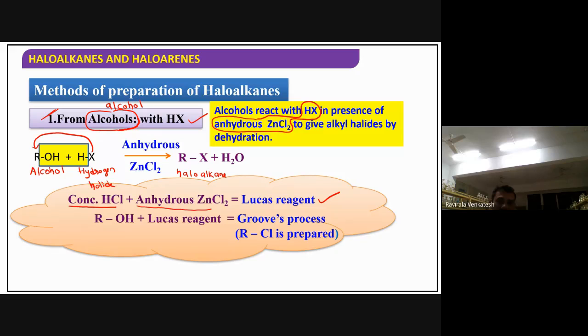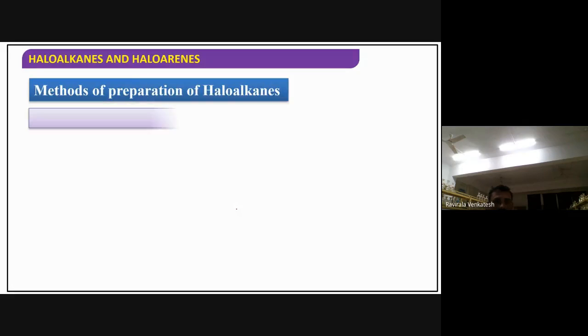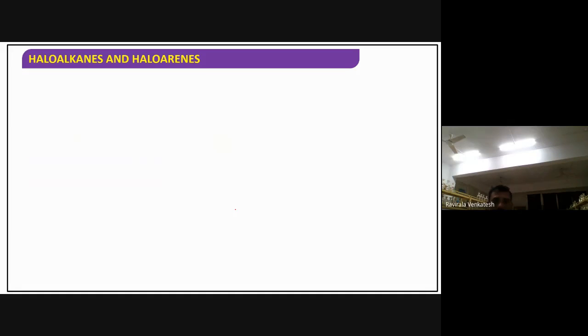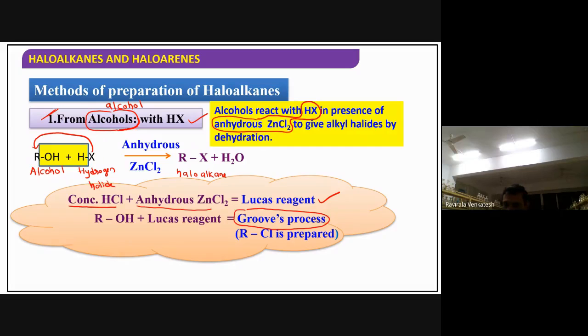Now the process is called the Groove process. This reaction is called the Groove process if you prepare alkyl chloride. We'll take some examples here. I will write one example. In the place of R, I will take CH3CH. Is it visible to you what I am writing?